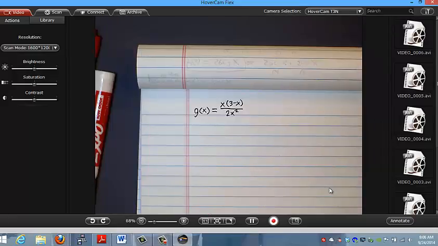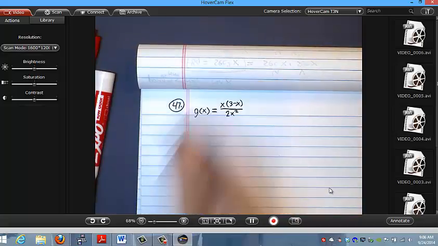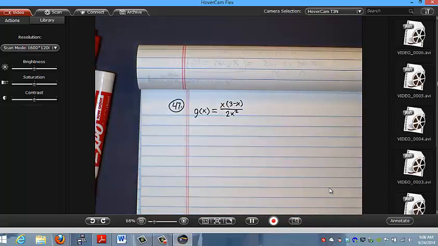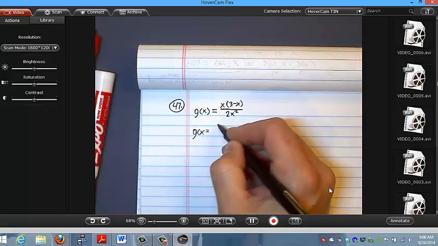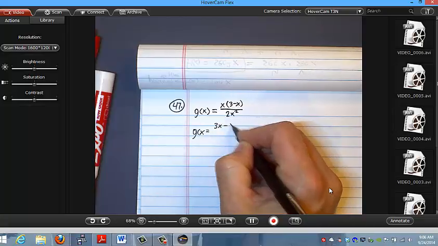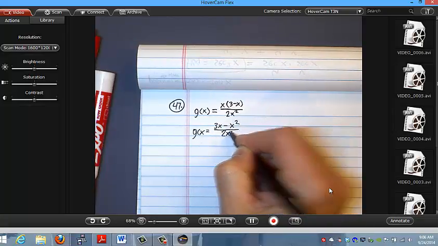Okay. So this is 47. I'm supposed to find the derivative of this function g of x. And what I would advise here, if I had this problem, I would begin by simplifying it. Okay? So right away, what do you think I'm going to do? Yep, multiply that x, distribute. So I have g of x equals 3x minus x squared over 2x squared, right?